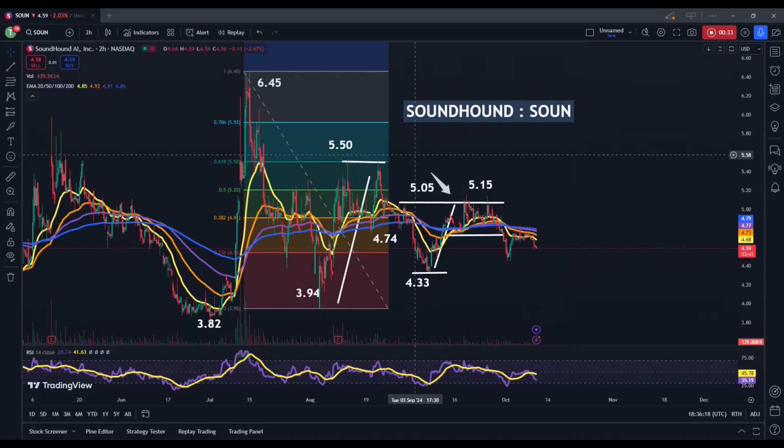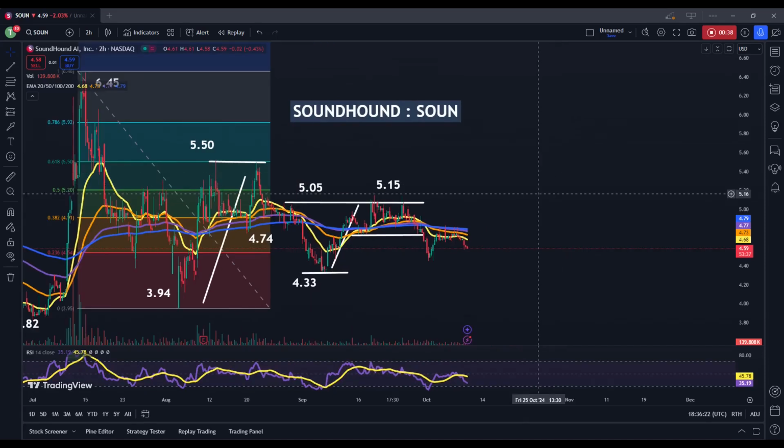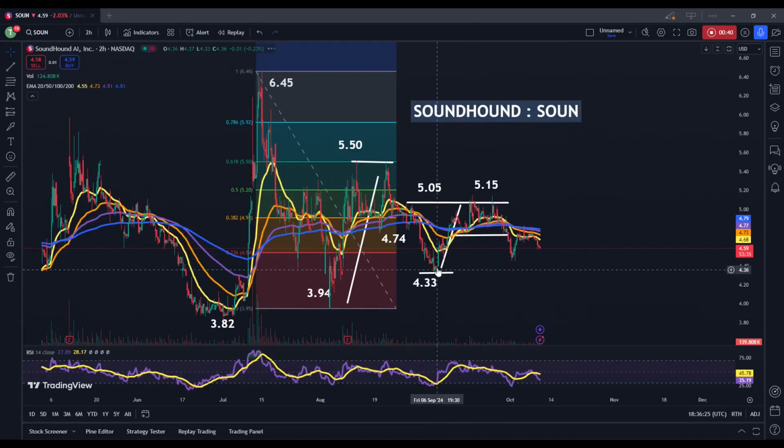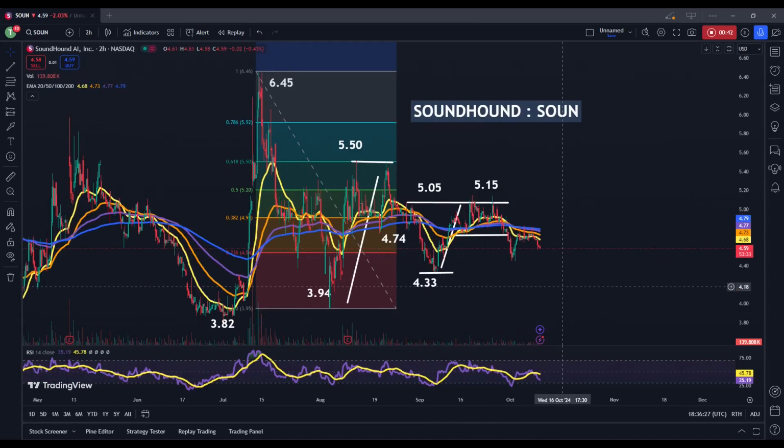So what we're looking at here is a 2-hour price chart. Each candle on this time frame represents a 2-hour trading period. And as we can see here, the stock continues to trade under pressure after falling below that $5 mark. So in this video, we're going to be looking at some specific price zones so that hopefully traders can identify profitable trading strategies for this stock going forward.